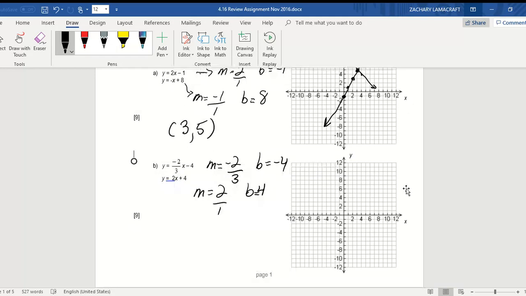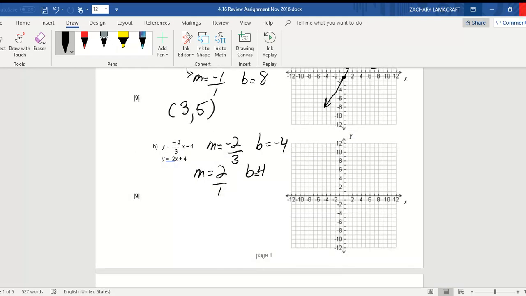So if we go to graph our first one, we always start with our y-intercept being -4. We put that point on. And then we have a slope of down 2, over 3. So down 2, over 3, down 2, over 3, down 2, over 3. And we can connect those points there with our line, and we would write out our y equals -2/3x minus 4, and that's our equation there.